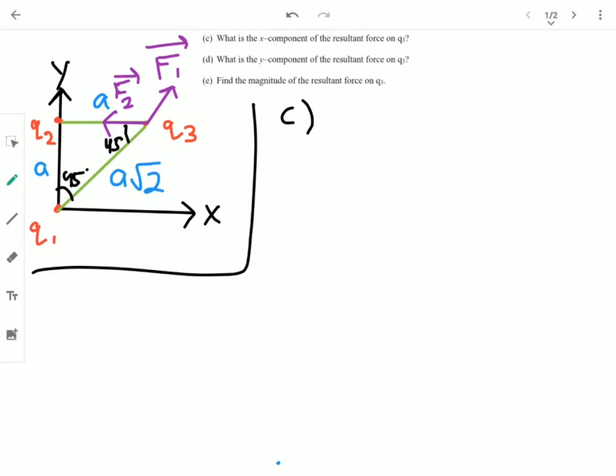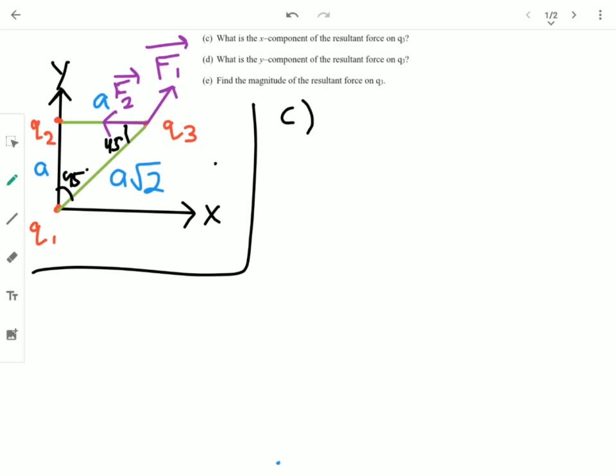Okay, let's check together. First question is, what's the X component? But first, let's look at the diagram here. F1 signifies the force by Q1 on Q3. F2 represents the force by Q2 on Q3. So again, Q1 and Q3 both are positive. That's why F1 is going away from Q3. Q2 is negative, whereas Q3 is positive. That's why it's an attractive force. That's why it's going towards Q2.